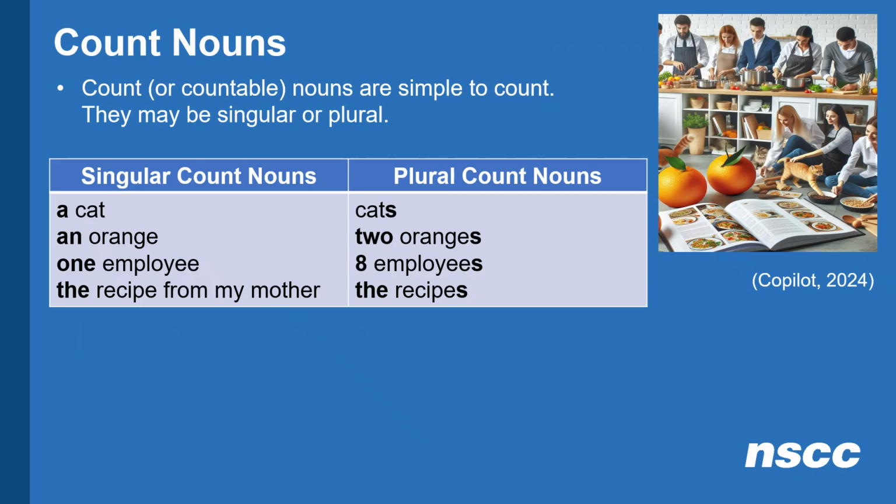First, let's talk about count or uncountable nouns. Count or countable nouns are simple to count. They may be singular or plural. For singular count nouns, use a, an, the, or one. For plural count nouns, use a number, the article the, or no article. You may also use quantity words, such as a lot, a few, some, and many. Never use a or an with a plural count noun.